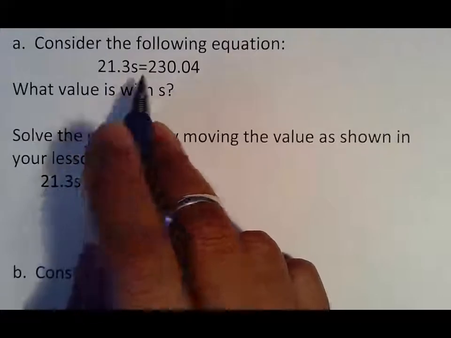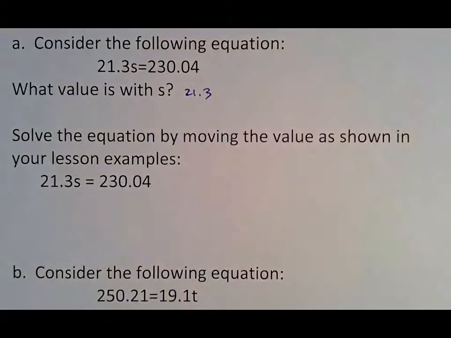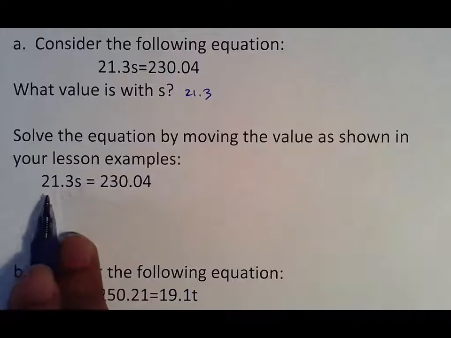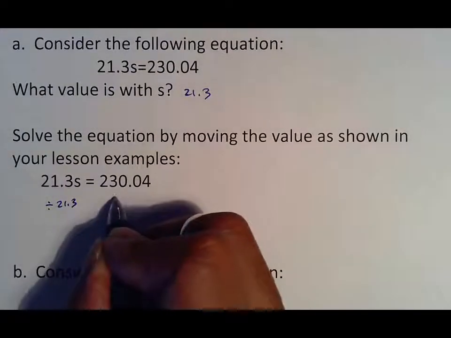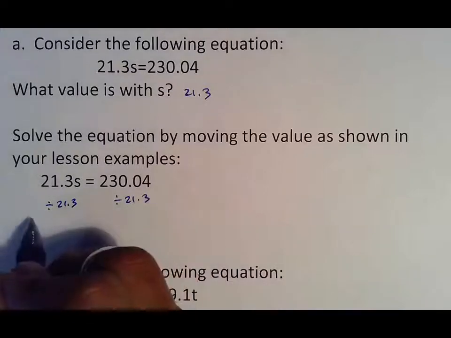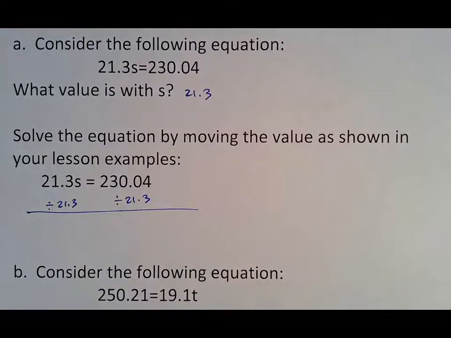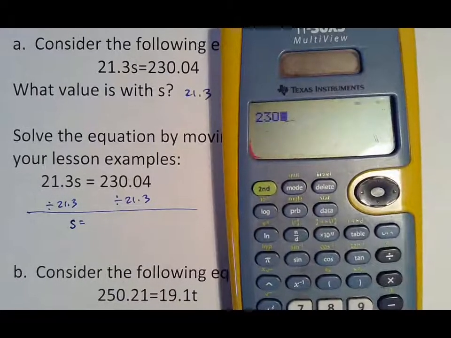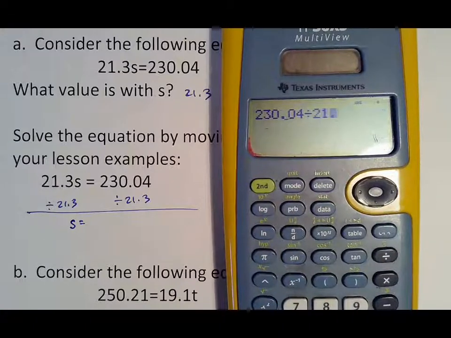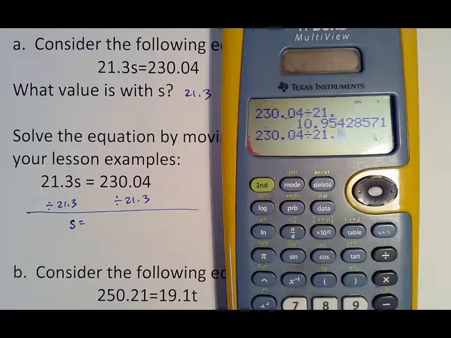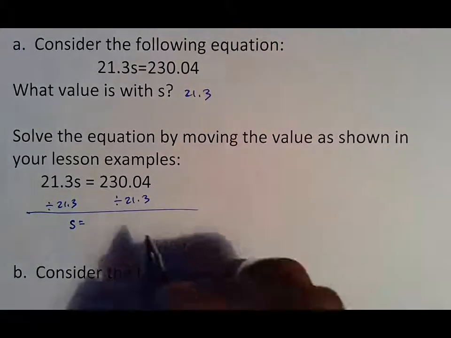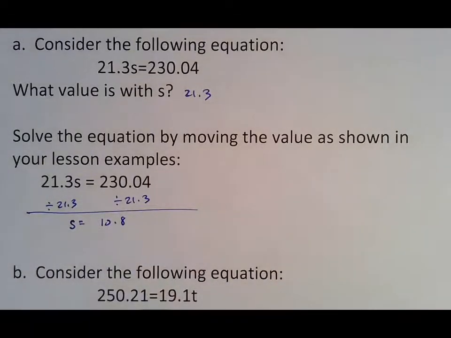What value goes with S? That would be 21.3. And then if you want to eliminate 21.3 and it's times S, then what you will do is divide by 21.3 and divide by 21.3. There you go. So now that goes away, bringing down S. I do 230.04 divided by 21.3, which is 10.8. And there we go. All right, so again, that's really all there is to it.